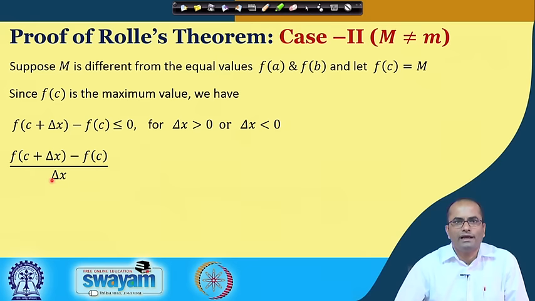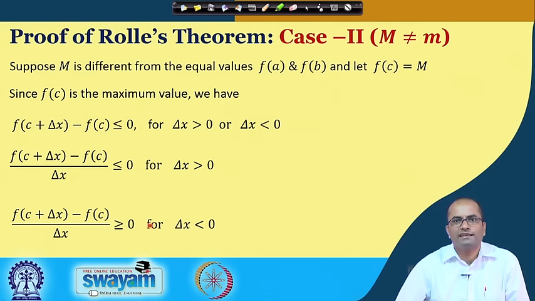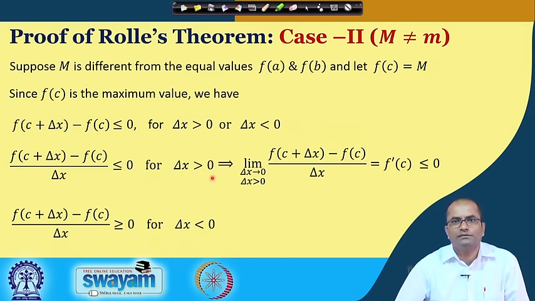And now, if I divide this expression by delta x, and in the first case I take delta x as positive, then the sign of this expression will not change and it will remain less than equal to 0. On the other hand, if I take delta x as a negative number, then this expression will change the sign, and f c plus delta x minus f c divided by delta x will become greater than equal to 0.